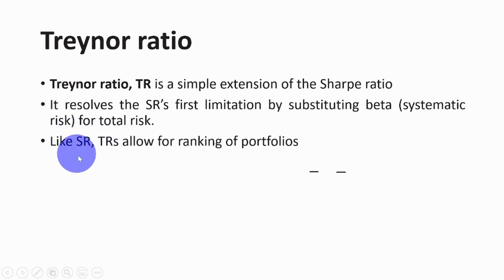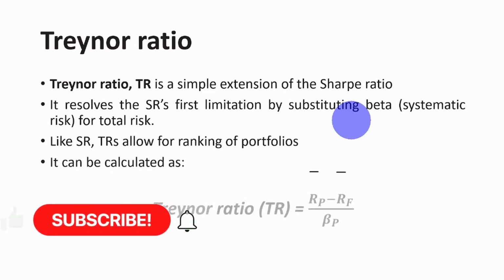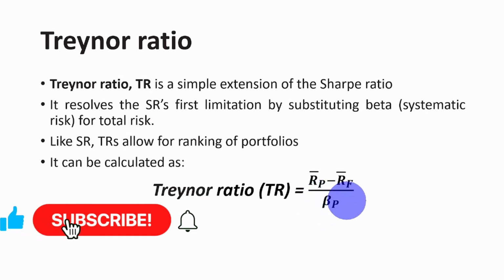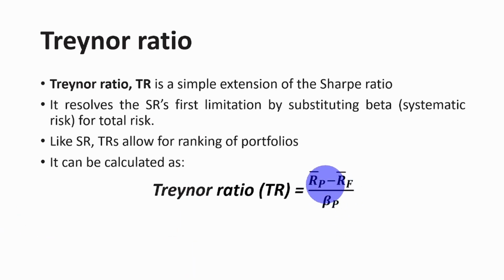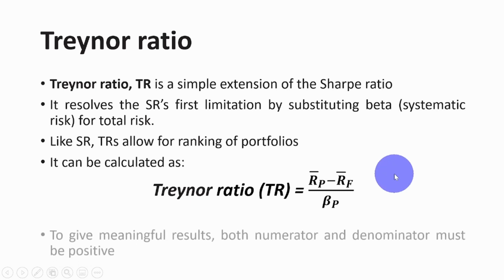Like Sharpe Ratio, Treynor Ratio allows for ranking of the portfolio. By merely looking at the value of Treynor Ratio, you cannot say this portfolio is performing good or bad, but you can use them to rank two or more portfolios to know which is performing better than the other. We can calculate Treynor Ratio by replacing the standard deviation of the portfolio with the systematic risk, which is measured by beta, in our formula on Sharpe Ratio.